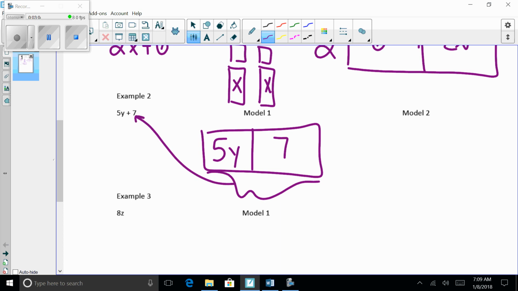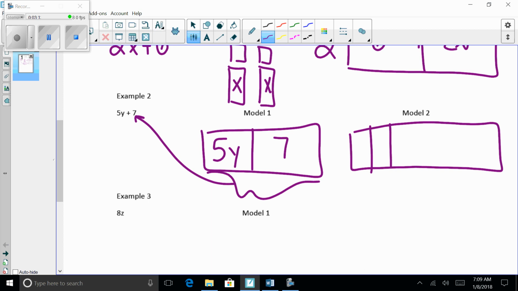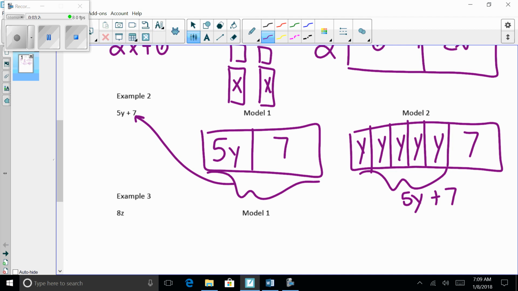Your last model that you can do for this, I can do another bar model, but I can actually take my y's and I can break them up into the individual pieces. So if I have a y, y, y, y, y, and then my 7, these guys here will give me my 5 y's, and then I would still bring down that plus 7.